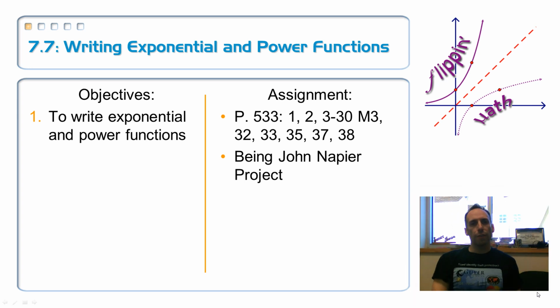Alright, so here we are, final lesson in this unit about writing exponential and power functions. Remember, exponential functions are those that have the exponent, that's the variable. Power functions are kind of the reverse of that. You have a variable for the base and then you're raising it to some sort of exponent. Yeah, it should be pretty easy, right? So just one objective here.